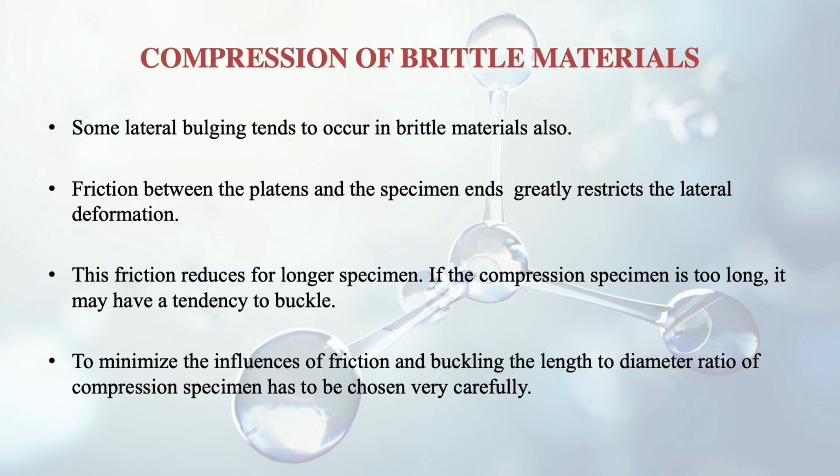To minimize the influences of friction and buckling, the length to diameter ratio of the compression specimen has to be chosen very carefully. That's what we discussed earlier, that due to friction, the buckling effect and all those things, lateral bulging may also happen. So in order to avoid all this, we will have to have an appropriate length to diameter ratio.